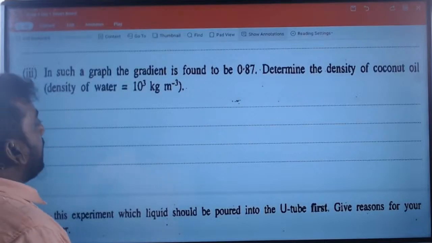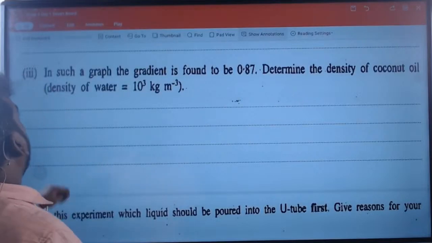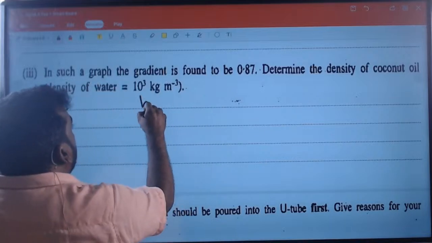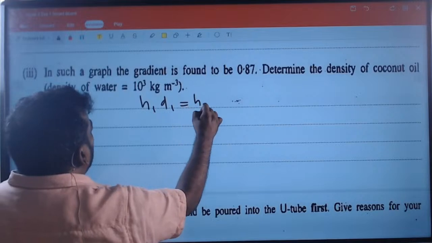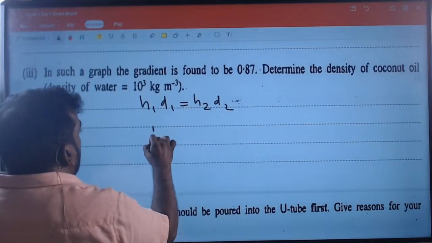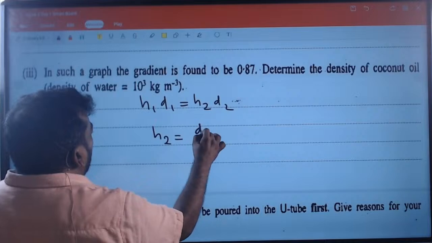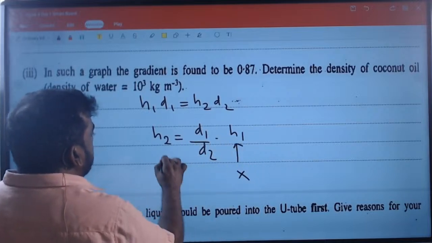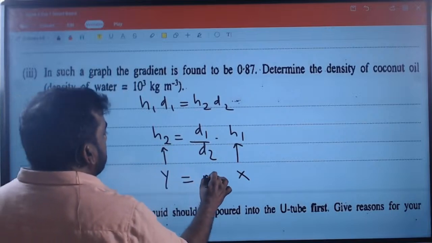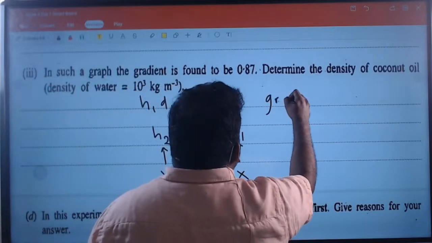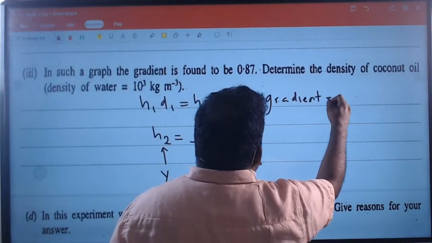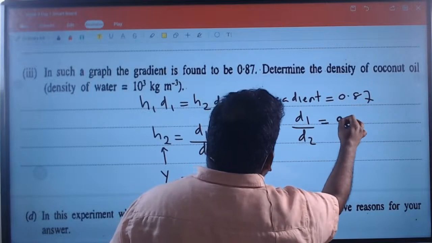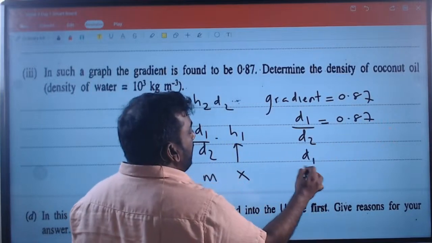Next one. In such a graph, the gradient was found to be 0.87. So what is your independent variable? Height of oil. H1 D1 equals H2 D2, so H2 is equal to D1 over D2 times H1. Height of oil is your x-axis. Height of water is your y-axis. Gradient of the graph is 0.87. That is D1 divided by D2. Remember, D2 is water. Water is 1000.